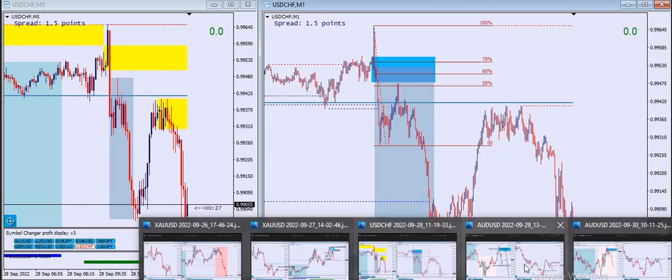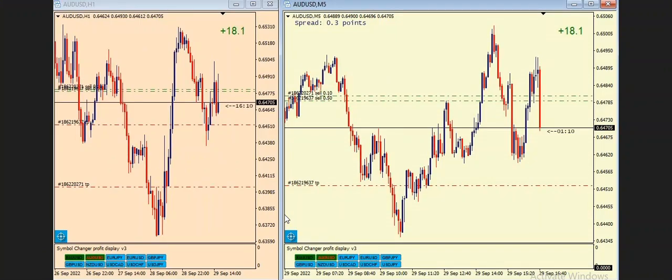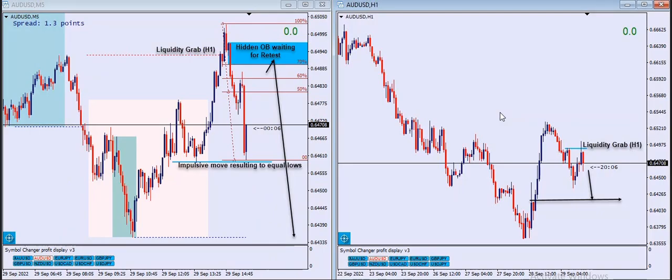On Thursday, I posted this on the group. You can see the 1 hour liquidity grab here, and you see the impulsive move to the downside, giving a hidden block. I so much like this pattern where price would grab liquidity, then drop with an impulsive move, then leave a hidden block. So I'll always expect price to pull back to that hidden block, then we'll go for a sell. And that was AUD USD.